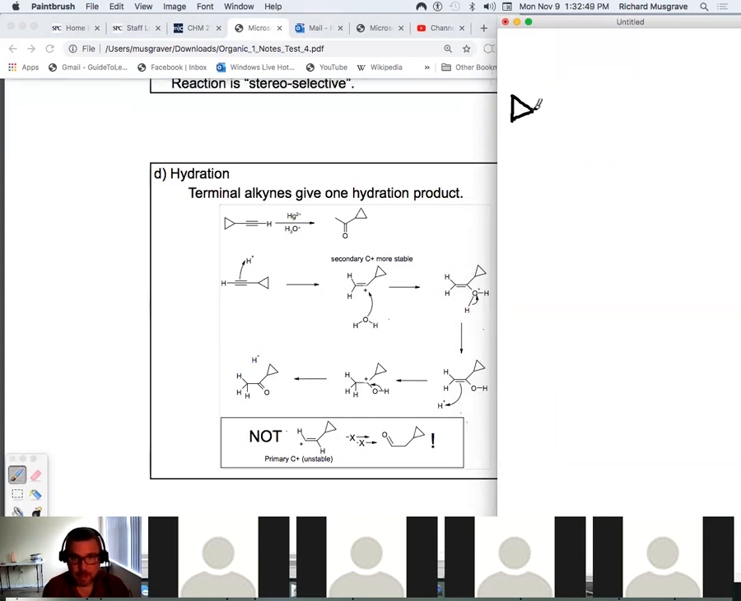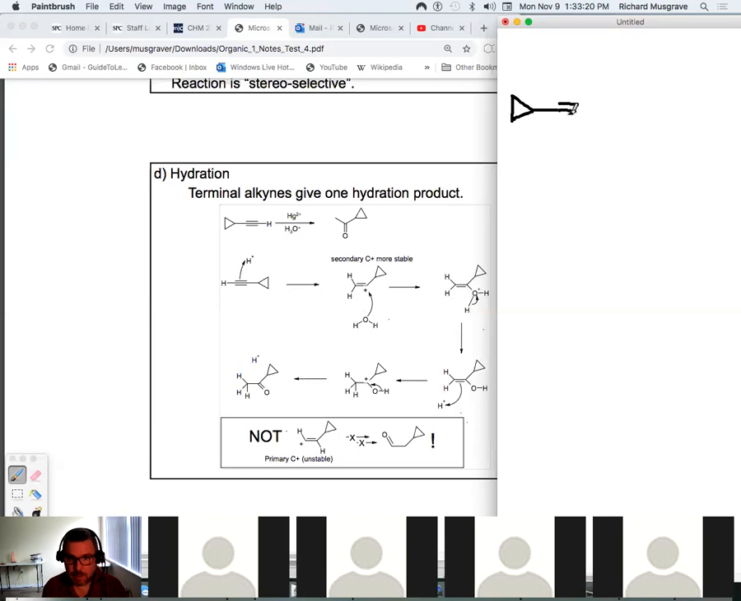The mercury here is necessary, but it doesn't really play into the mechanism. I believe what it does is it kind of adds to the triple bond and makes the triple bond more reactive. But you'll notice that it's never really mentioned as part of the mechanism. It's necessary for the reaction to go, but it's not really going to be important as far as how the reaction's proceeding.